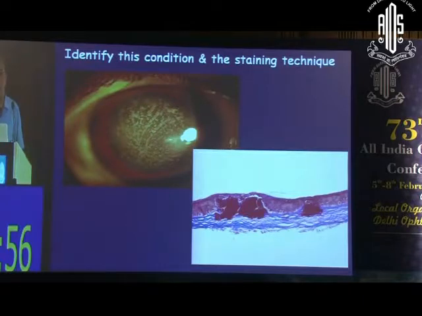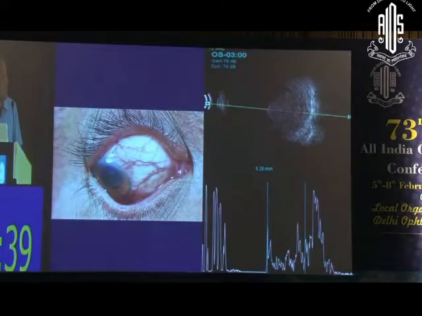What stain do you do for lattice corneal dystrophy? No, amyloid is the material. Congo red. And what do you see? Birefringence under polarized light. Very good. And what stain do you do for macular corneal dystrophy? Alcian blue. Very good.